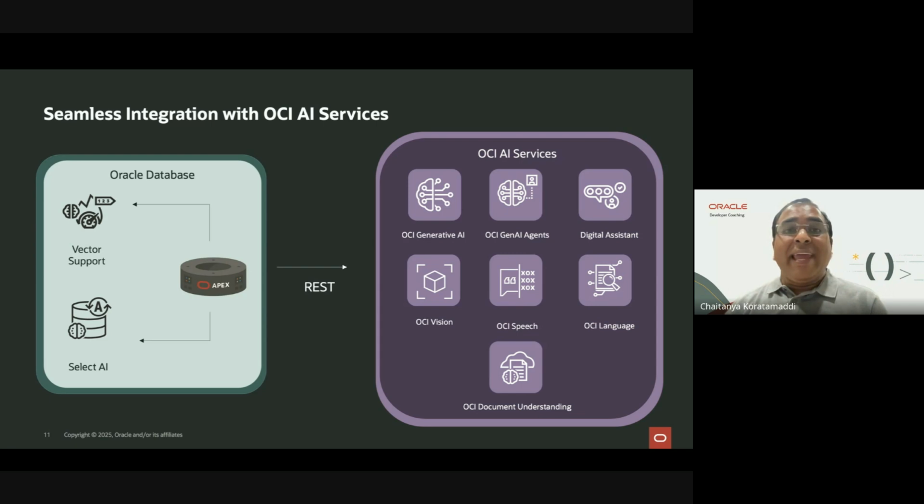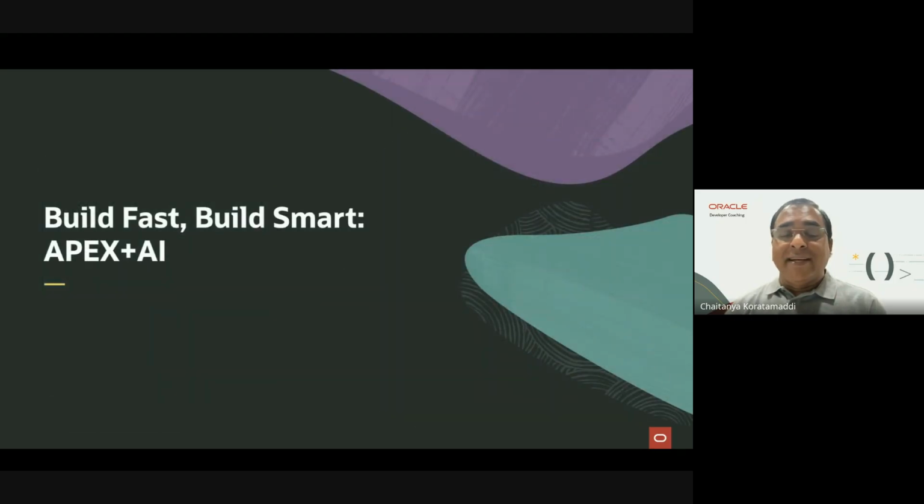So far, we have covered both developer productivity and end user productivity. You can have AI-assisted development, which is powered by Oracle Apex. And you can also improve your end user productivity by building chatbots and other things, and also integrate with OCI AI services. That said, let's move on to Roopesh to see live in action how you build fast and smart, the powerful combination of Apex and AI. Over to you, Roopesh.